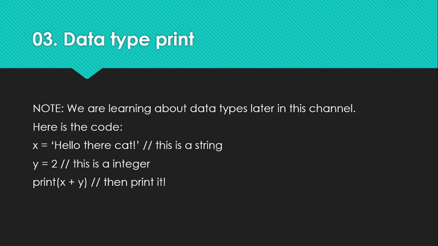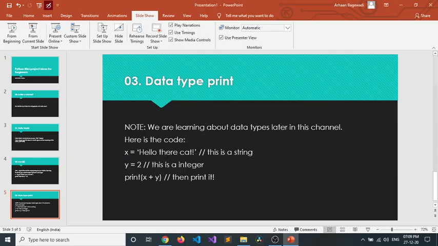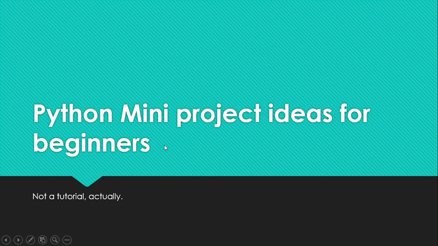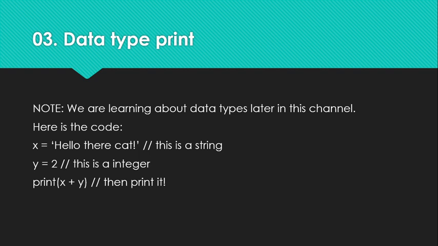3. This is the last one. Data type print. Note, we are learning about data types later in this channel. Here's the code. X is equal to hello there cat. This is a string. Whoops guys. Y is equal to 2. This is an integer.